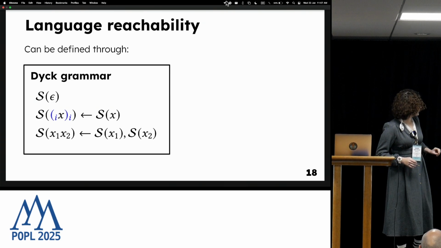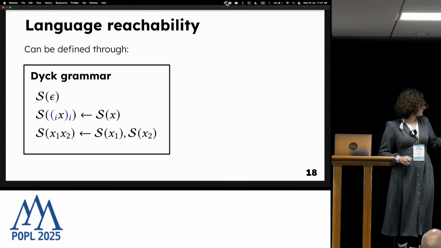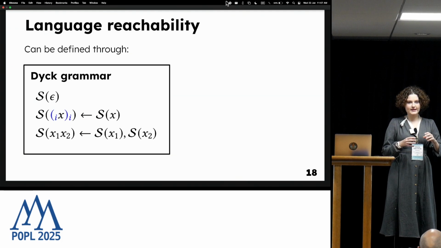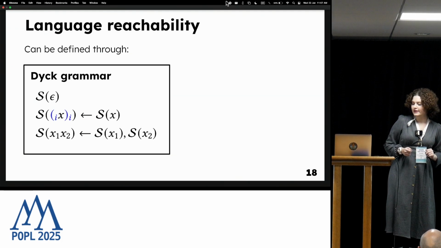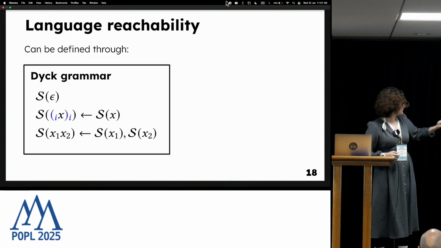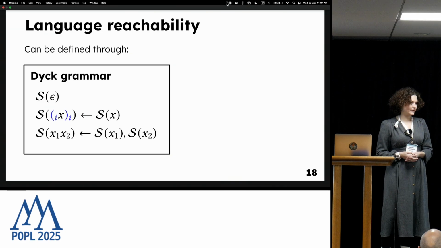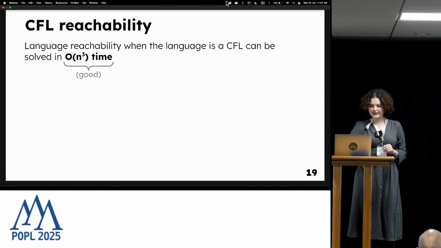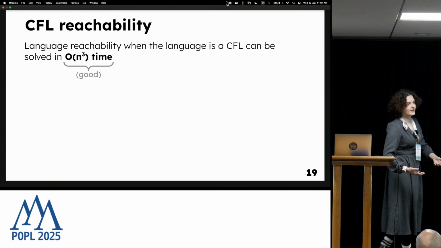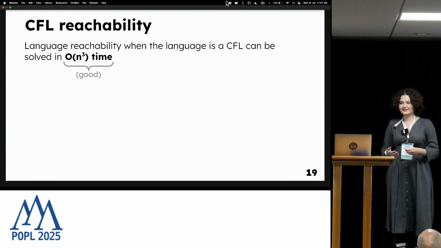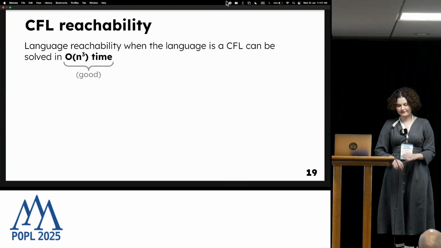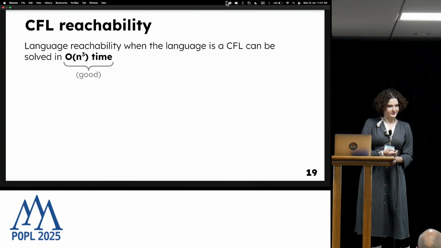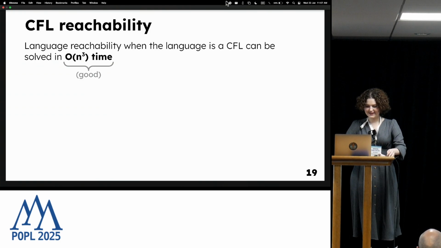But basically what we're saying here is that the Dyck grammar recognizes the empty string. If it recognizes a string x, it also recognizes x with matching parentheses around it. And if it recognizes x1 and x2, which is that comma there, then it also recognizes their concatenation. That's how we define well-nested parentheses. And the reason why we like the fact that the Dyck language is a CFL is that when the language is a CFL, language reachability can be solved in n cubed time, which is polynomial. It's good. We're happy with n cubed in this case.